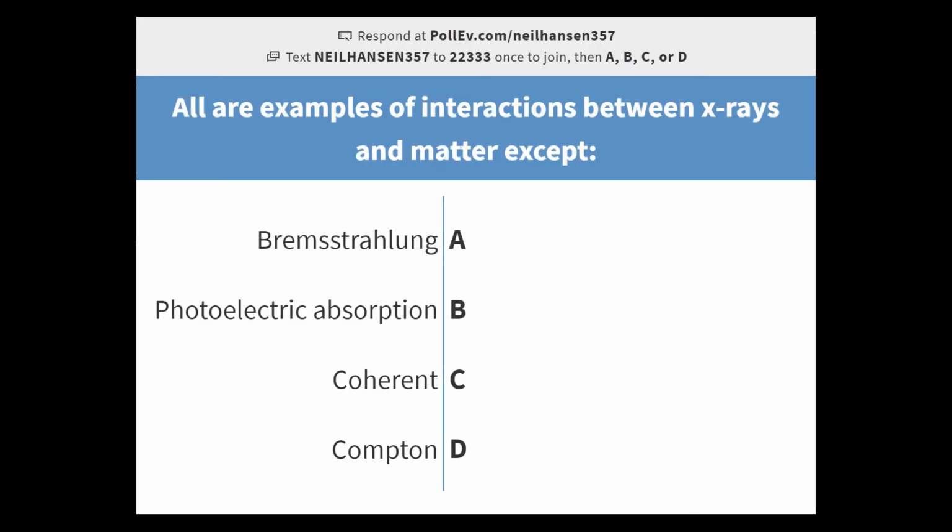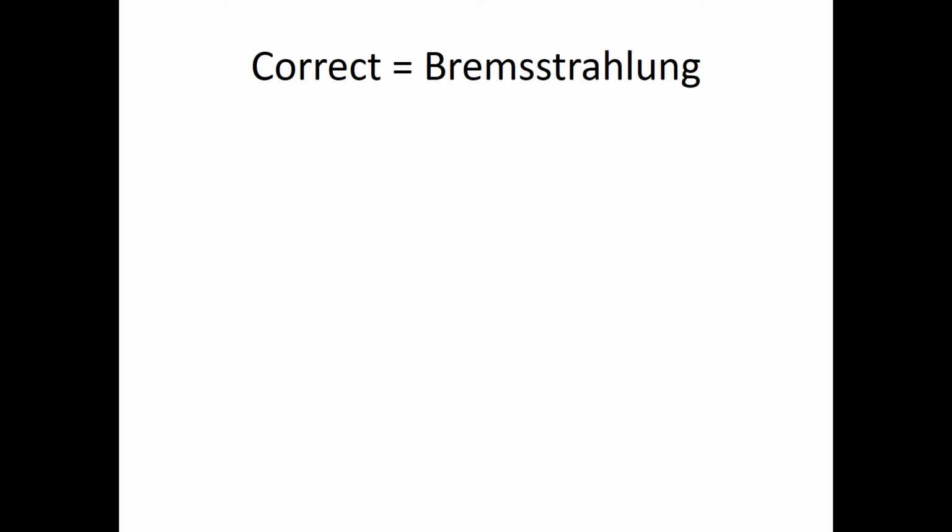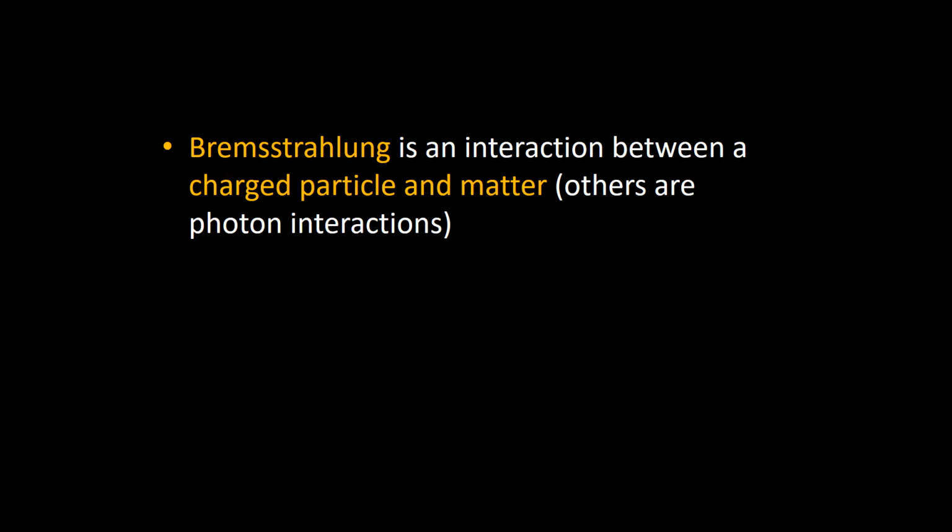All are examples of interactions between X-rays and matter, except which of the following? Pause now if you need more time. The correct answer here is Bremsstrahlung. Bremsstrahlung, which is our next topic. So Bremsstrahlung is an interaction between a charged particle and matter. All the others are interactions of photons and matter.